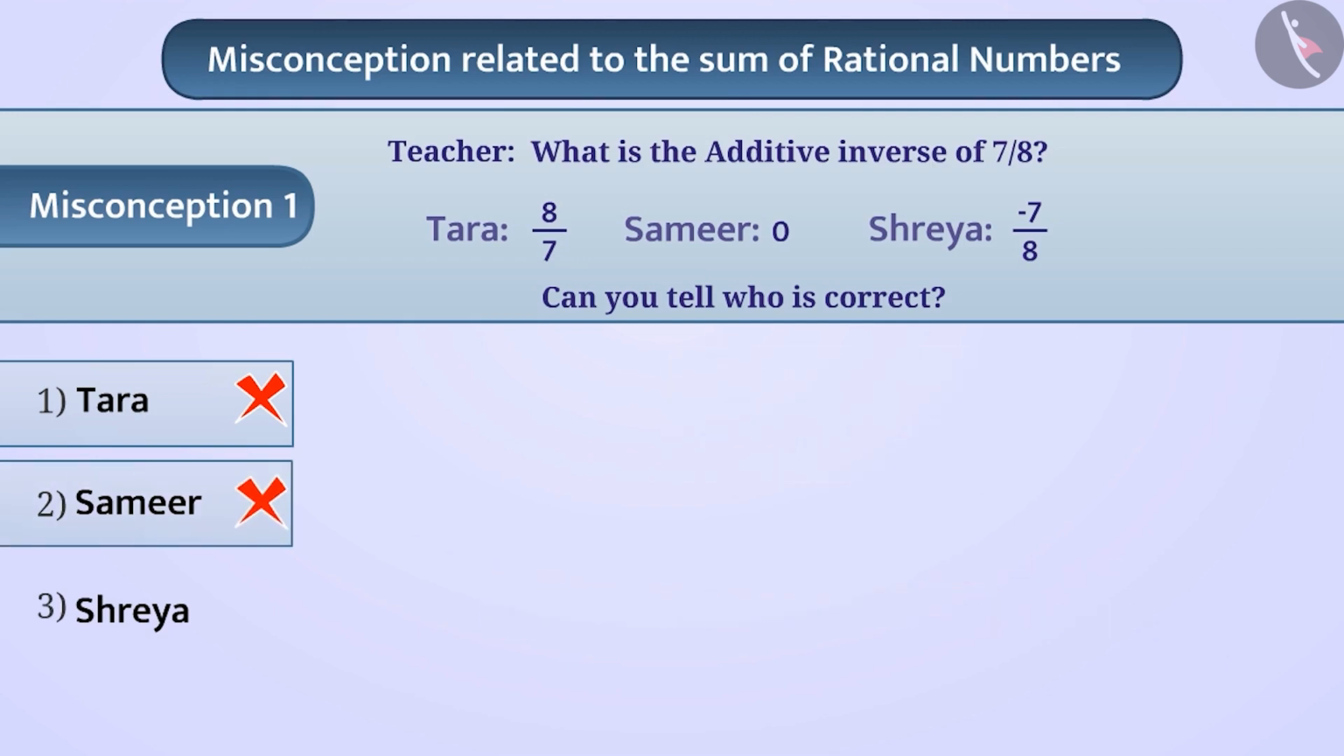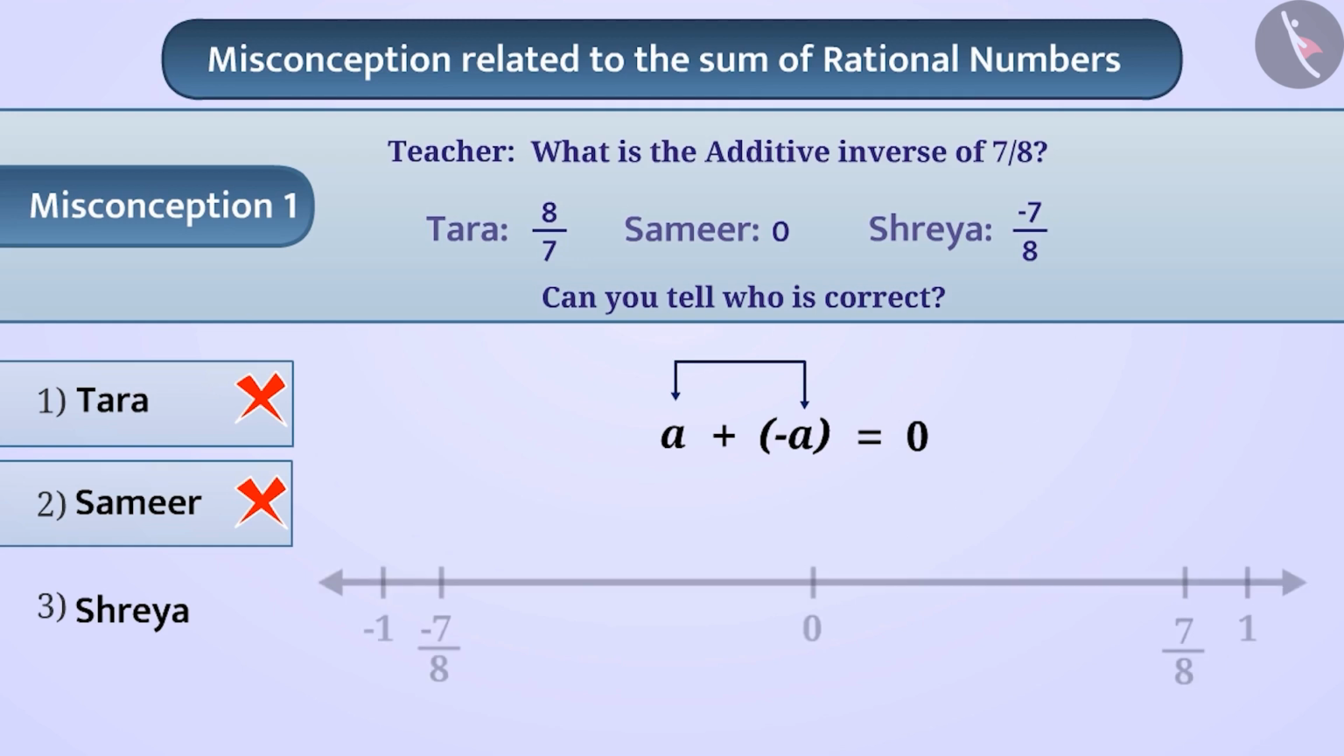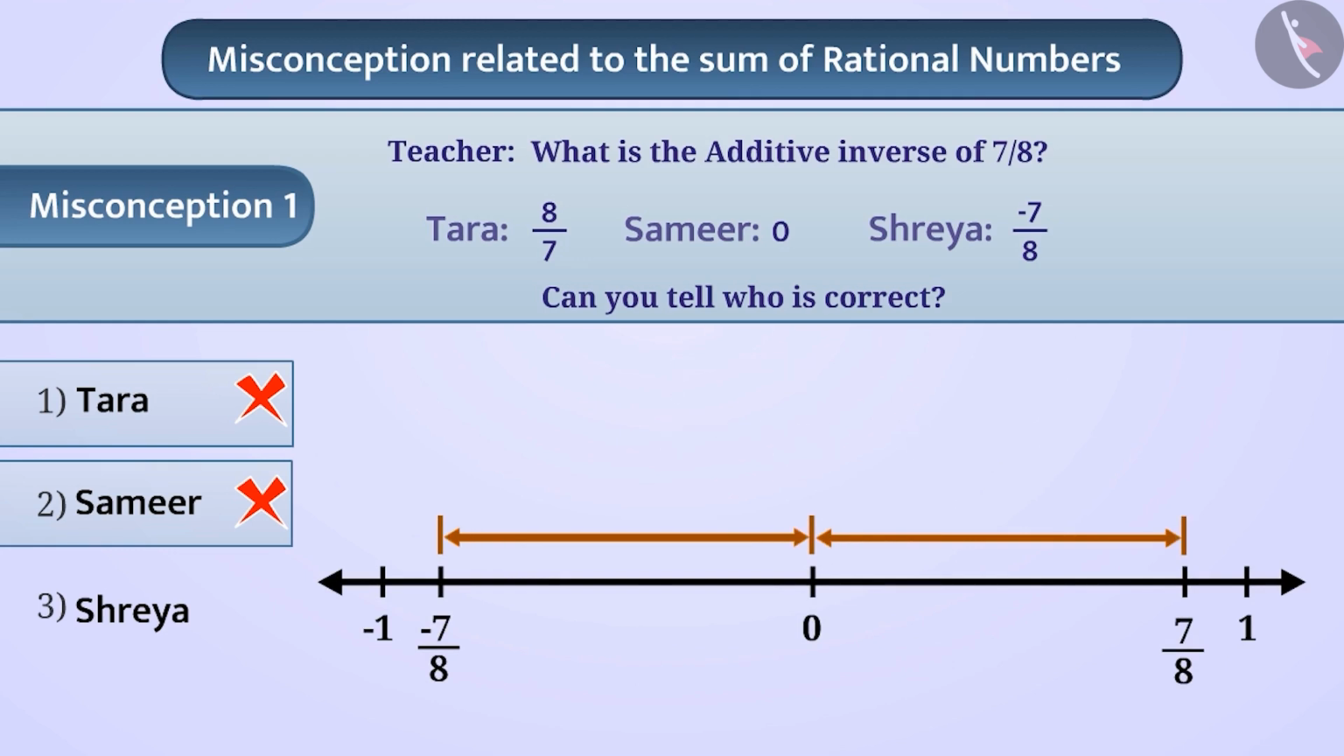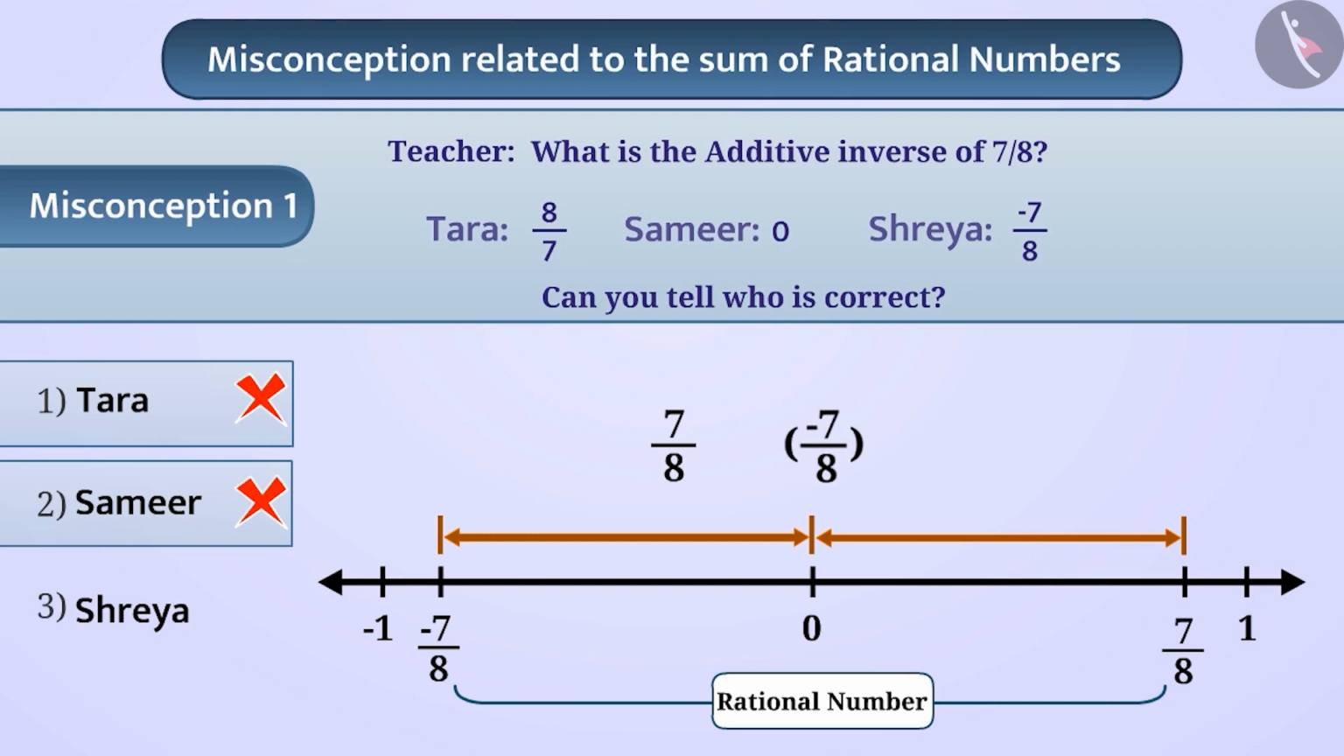If the sum of any two rational numbers is 0, then they are called additive inverse of each other. Or we can also say that if two rational numbers are equally spaced in opposite directions from 0, then they are additive inverse of each other. Since we get 0 when we add minus 7 by 8 to 7 by 8, the additive inverse of 7 by 8 is minus 7 by 8. Hence, option 3 is the correct answer.